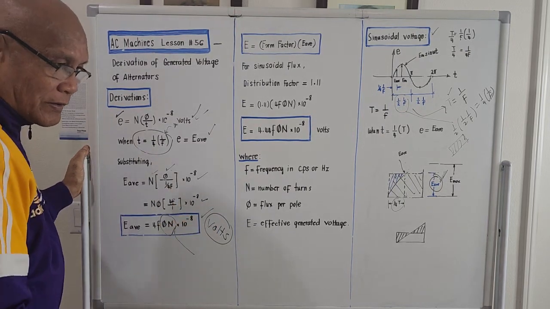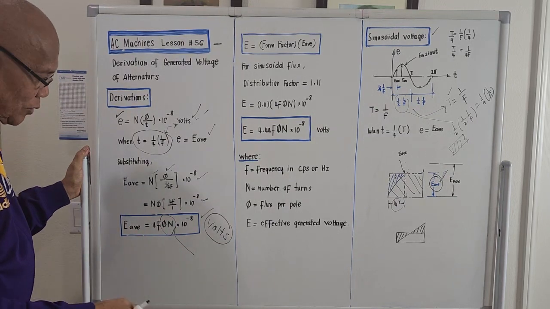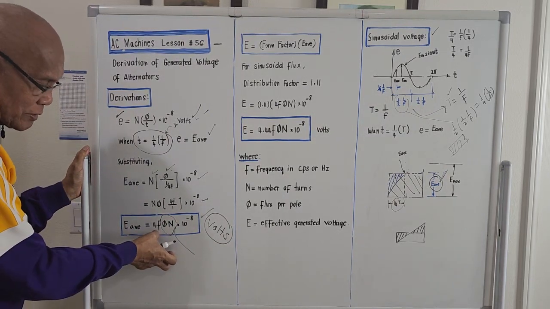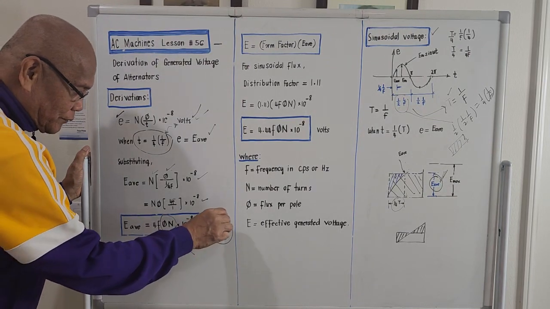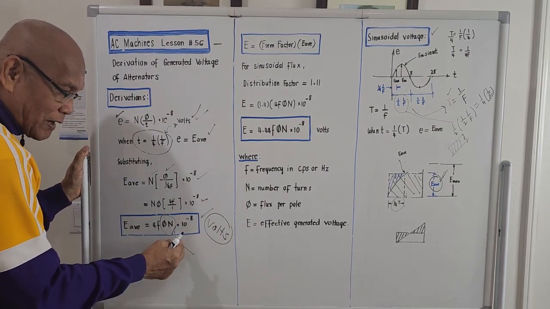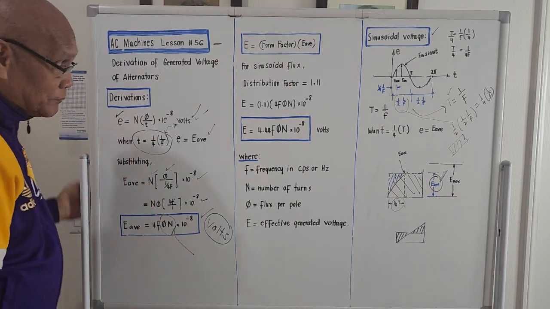So from now on, under the study of alternators, the average generated voltage will be 4 times frequency times flux times number of turns times 10 to the minus 8 volts. This will be an added formula, the so-called voltage generated for an alternator.